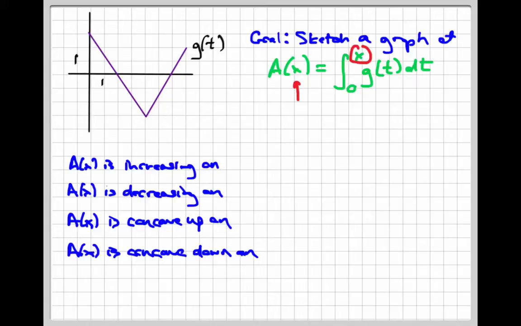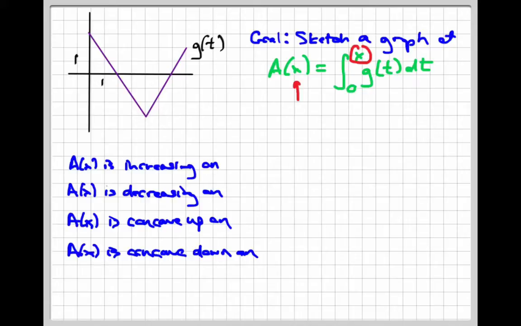I'm calling it A because it really gives me an area that's being swept out as x moves from left to right. Another thing to note is that there's another relationship between A and g, given by the second fundamental theorem of calculus.